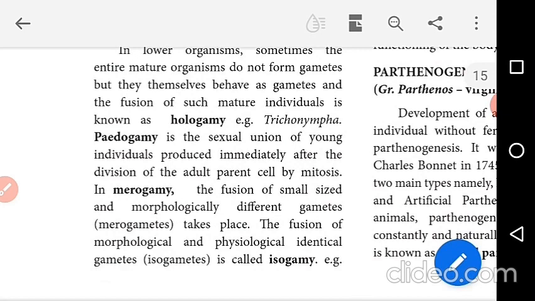The next one is merogamy. The fusion of small-sized, morphologically different gametes, the merogametes, that is called merogamy.